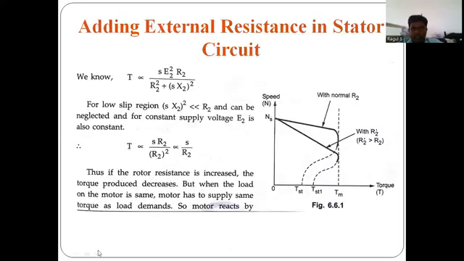In this graph, the maximum torque level is also indicated. The normal resistance value gives somewhat less than maximum torque, but whenever the resistance is decreased, the starting torque also increases. These are the different types of speed control methods available in the three-phase induction motor.